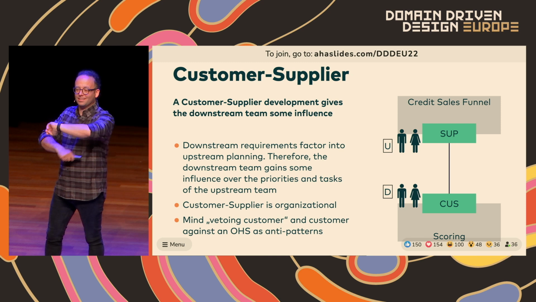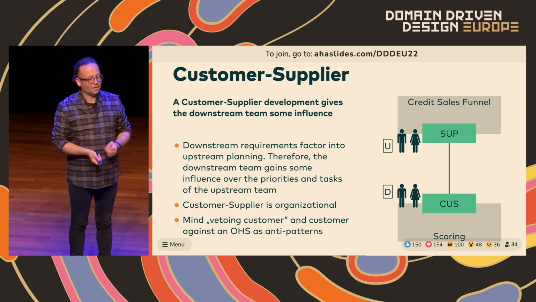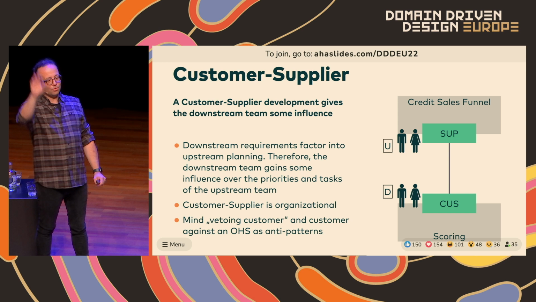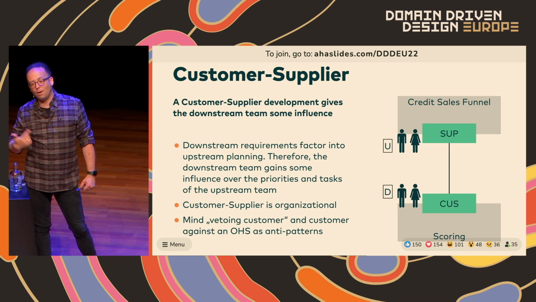And I call that vetoing customer and helpless supplier. That's the customer down there that usually doesn't come up with new requirements, new ideas, but that's just this customer down there that says, oh no, we don't have the time. Oh no, our risk is too high. And they have the power to block the other team in doing stuff.